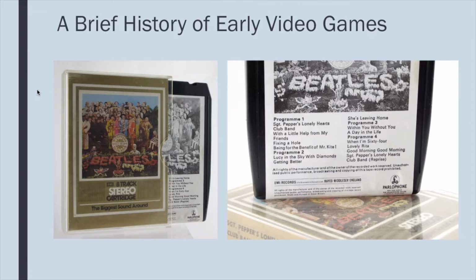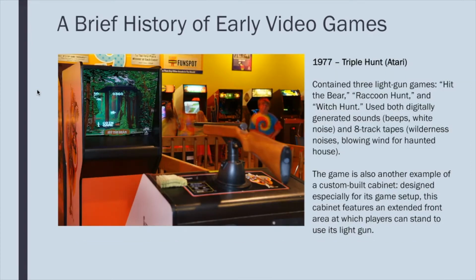So 8 tracks were a common form of optical media for music, and they actually were used sometimes in arcade games. So Triple Hunt from 1977, first year that the Atari VCS was out at home, they also were still experimenting with arcade games. So Triple Hunt is a sort of 3-in-1 game. You'll see there on the left side of the screen that there are, again, things to stick onto the screen to enhance the appearance of the game.